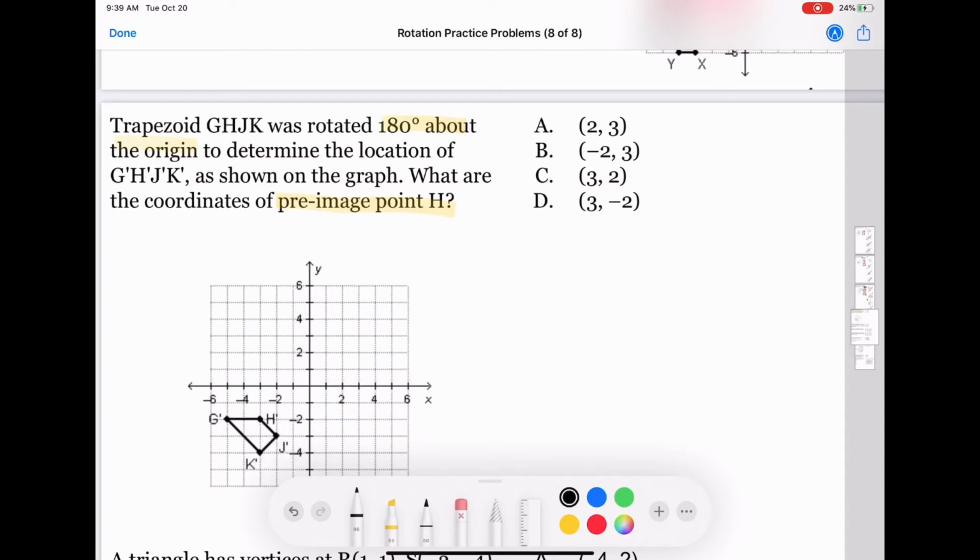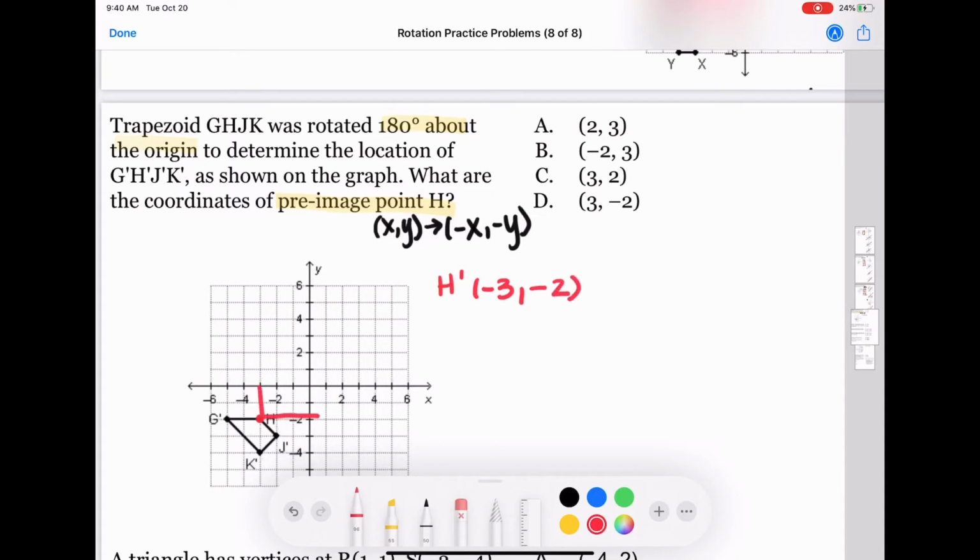Well, first what we would do is write down our rule for 180 degrees about the origin. When we have a rotation 180 degrees about the origin, we keep the x and y coordinates where they are, but we negate them. Wonderful. And now we're trying to find what the pre-image of point H is. So we want to identify the vertex of H' on the image. H' is located at negative 3 and negative 2.